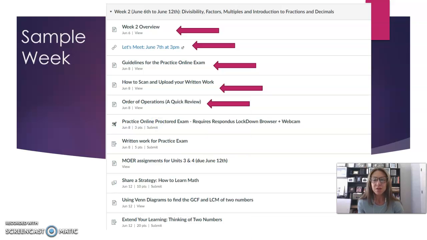Then you can see there is another content page. It's a quick review of order of operations. And once you review the order of operations, you're ready to take the practice online proctored exam. This is just a quick 3-question quiz. Really, the main goal of it is to make sure that you correctly installed Respondus Lockdown Browser and that your webcam and your microphone are working.